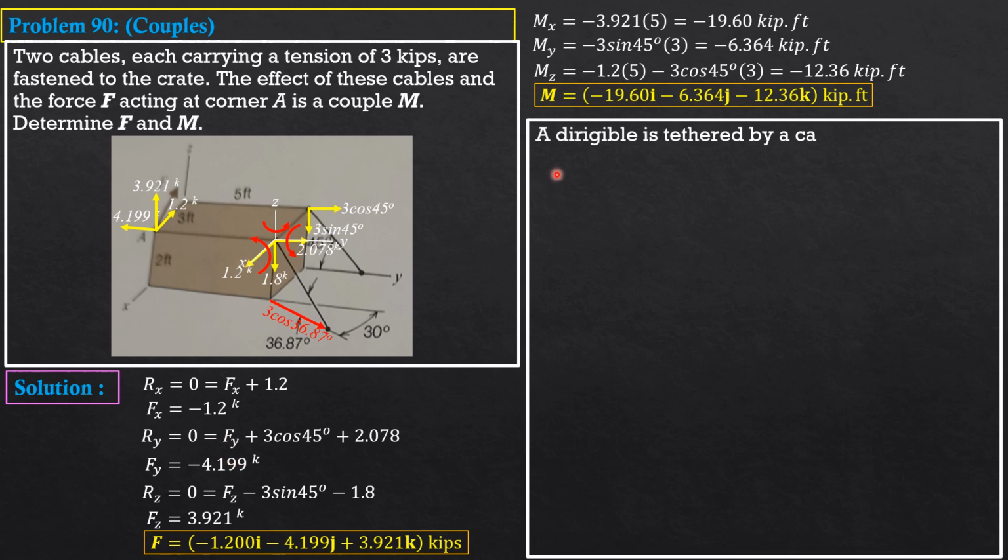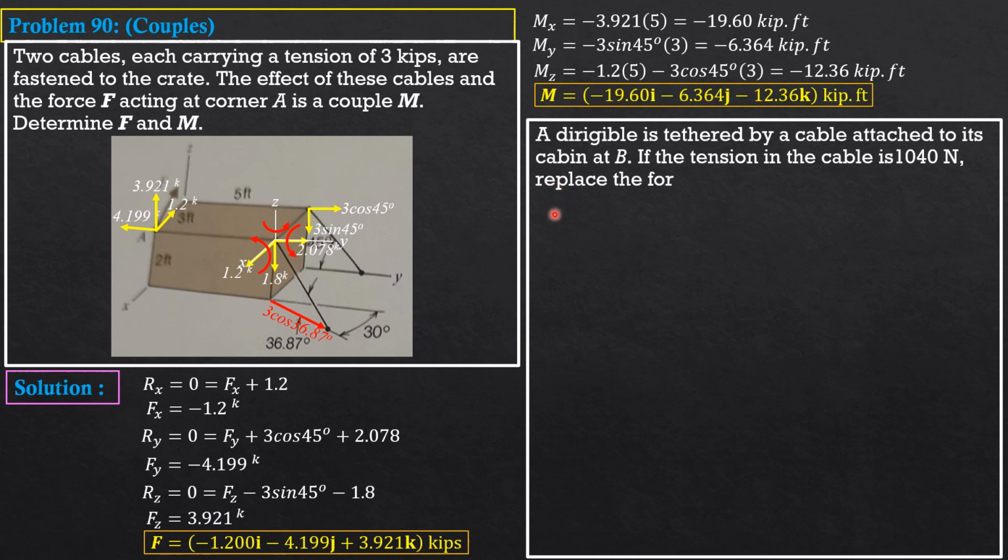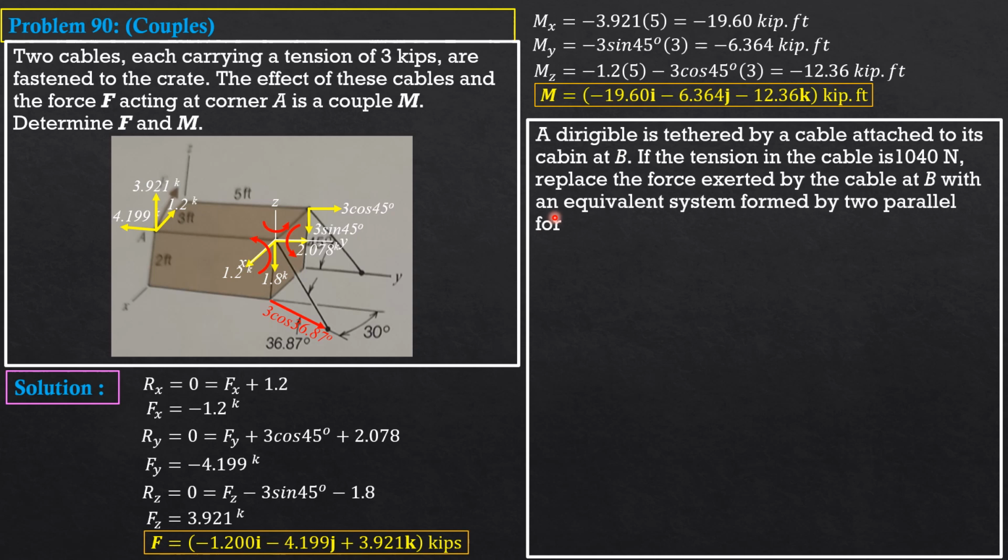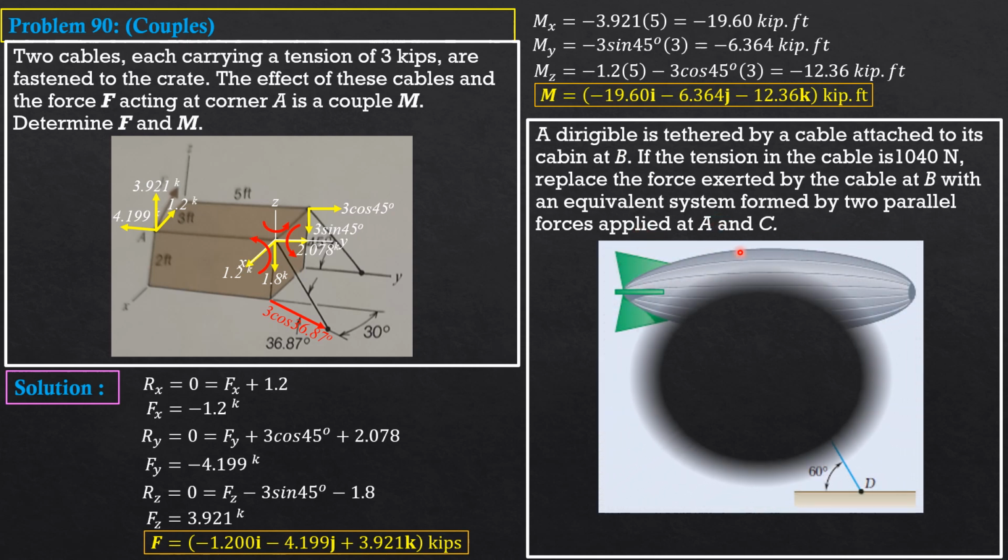And for your problem, this is your problem. A dirigible is tethered by a cable attached to its cabin at B. If the tension in the cable is 1040 newtons, replace the force exerted by the cable at B with an equivalent system formed by two parallel forces applied at A and C.